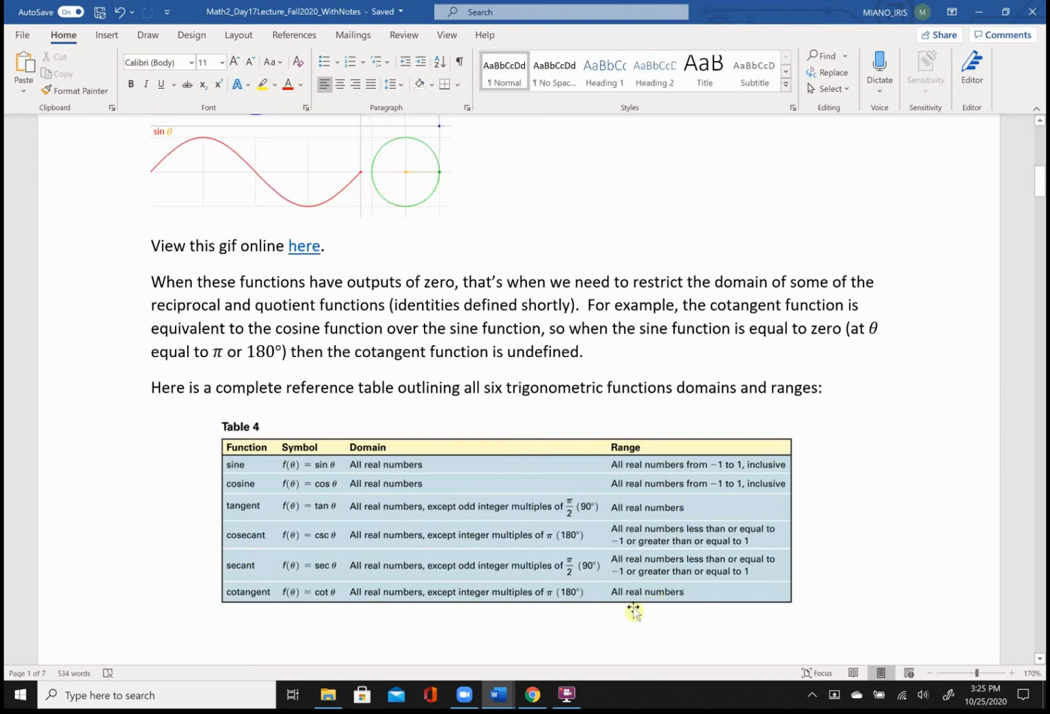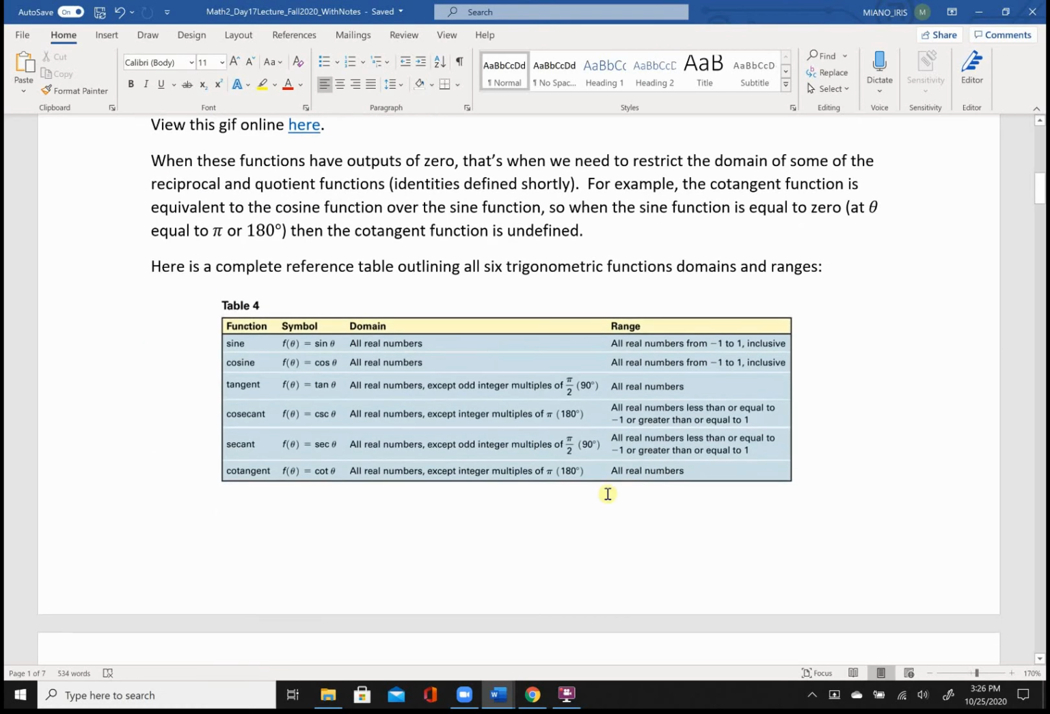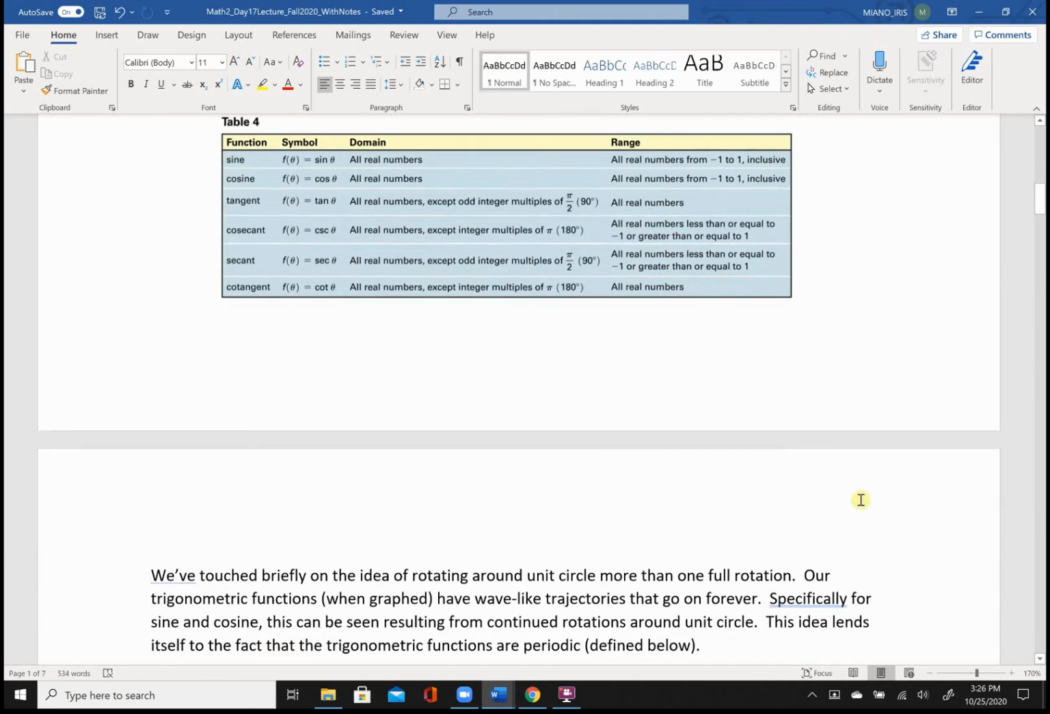And furthermore, when you're talking tangent or cotangent, there are no restrictions to the range. They go off in both directions for all real numbers, but there is a little bit of a restriction going on for cosecant and secant. Okay, great. And again, like we saw earlier here, sine and cosine, the range values, the outputs for x and y in the unit circle range from -1 to 1, as we can see here in the GIF. Okay, great. So table 4 in the textbook puts all of this information together for easy reference. Okay, great.